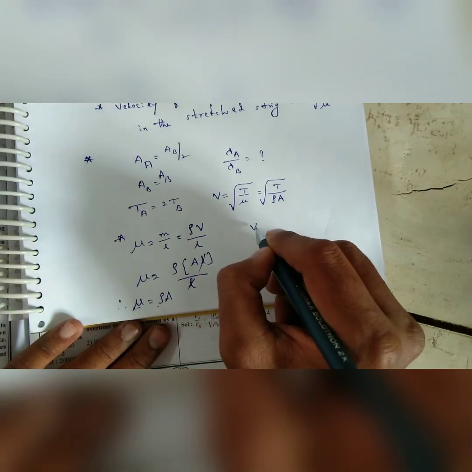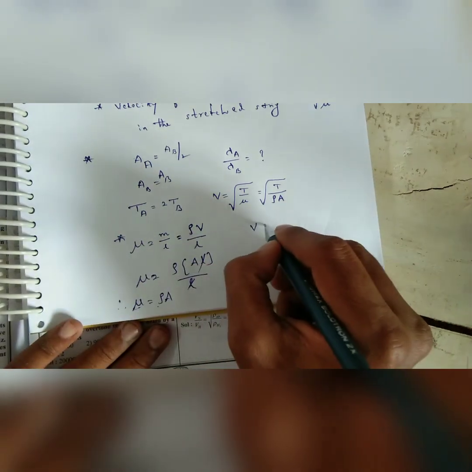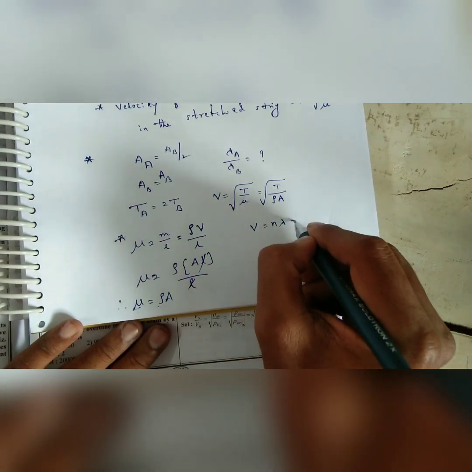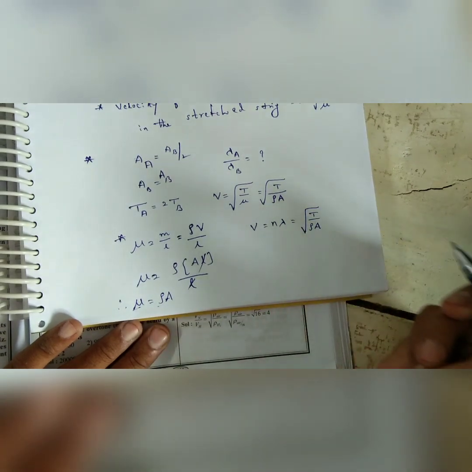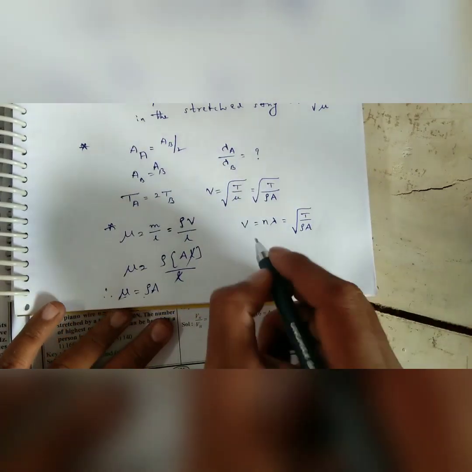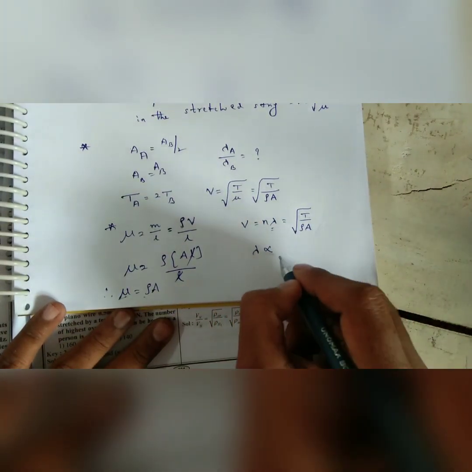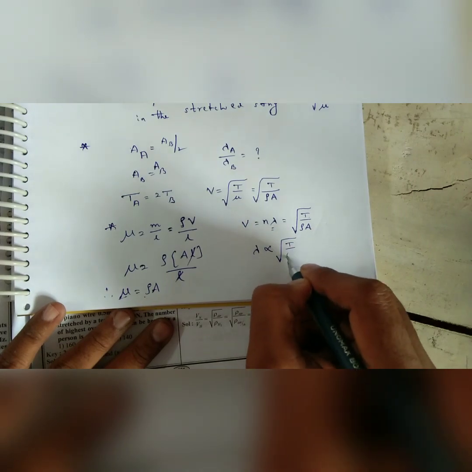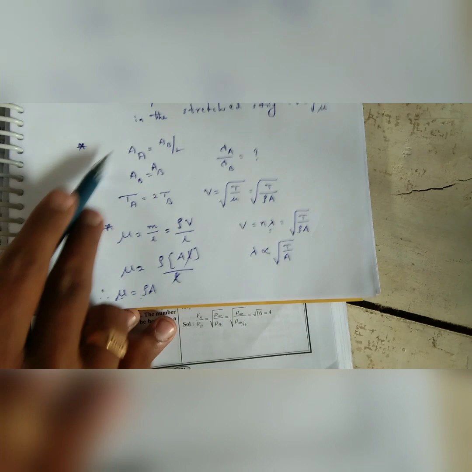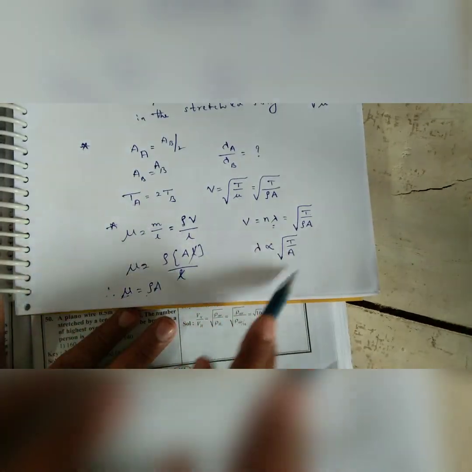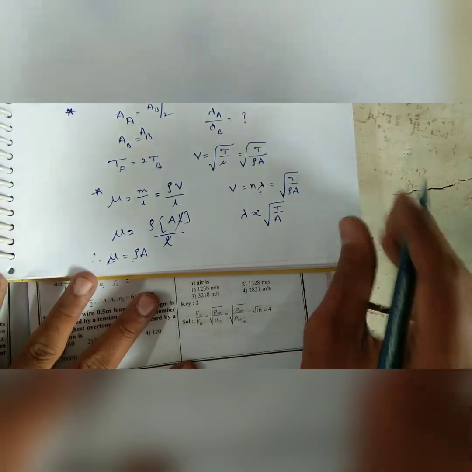That's why here we are taking the concept as V is equal to, the general formula is V is equal to n lambda. N lambda is equal to root over T by rho A. Now I require the lambda. So lambda is proportional to root over T by A. Why? Because in the problem, tension as well as area, only between these two is the data given, right? So lambda is proportional to root over T by A.